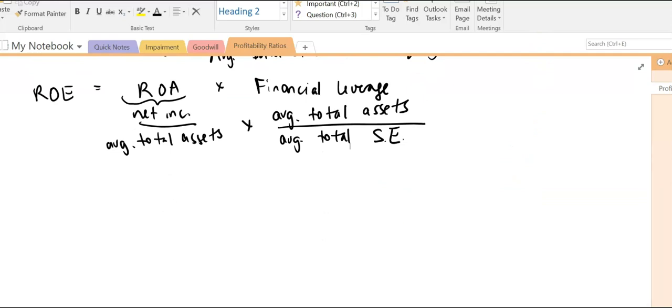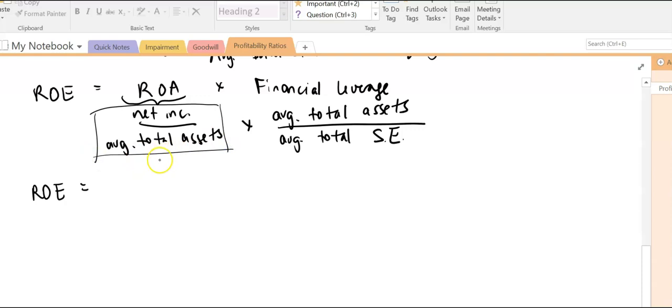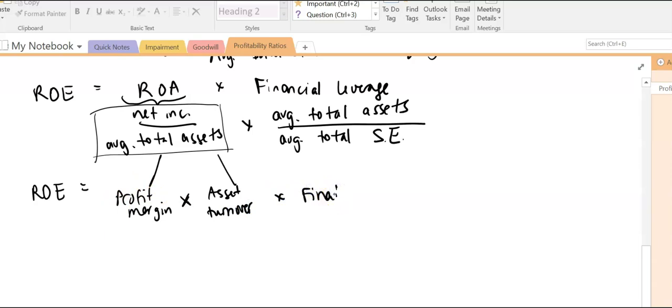So we said ROE is equal to our ROA times financial leverage. We're going to keep that financial leverage, but let's break down this ROA, net income divided by average total assets, to get more information about it. We're going to break this down into our profit margin times asset turnover. This is ROA, as we know, and let's multiply that by financial leverage to get to ROE.